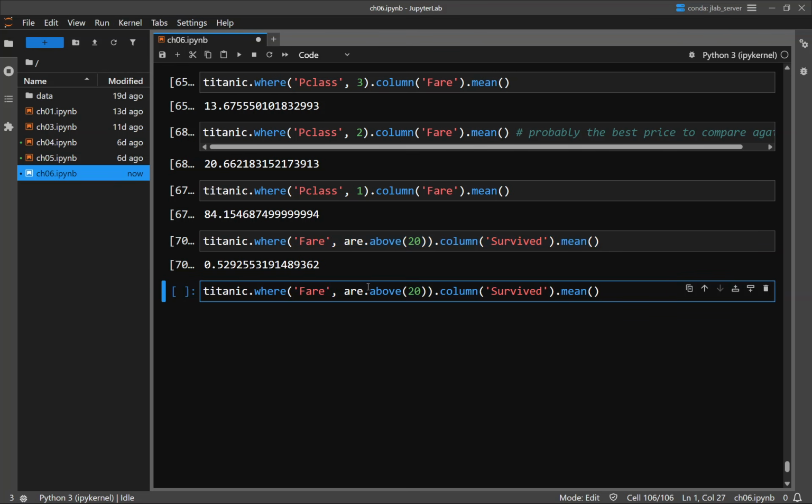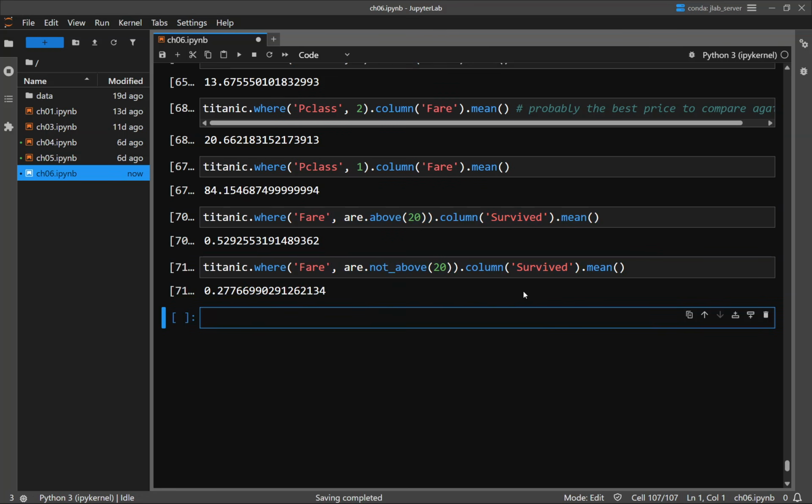And you could say below or equal to, or you can just say not underscore above. You can always get the opposite with not underscore. And this is people who spent less than or equal to $20 on their ticket. Did they survive? What was their ratio? And it was quite a bit smaller. And so that does answer that question, doesn't it?